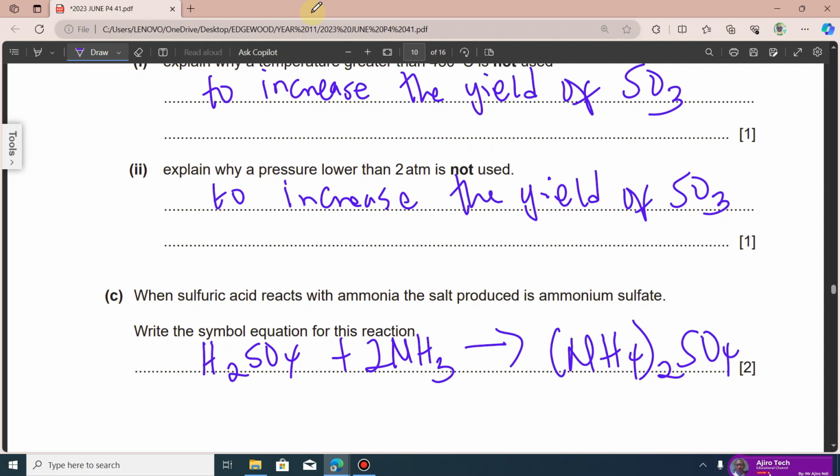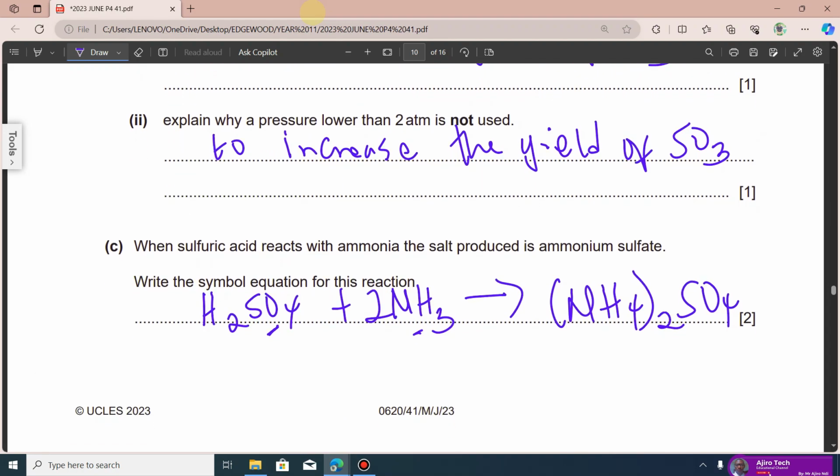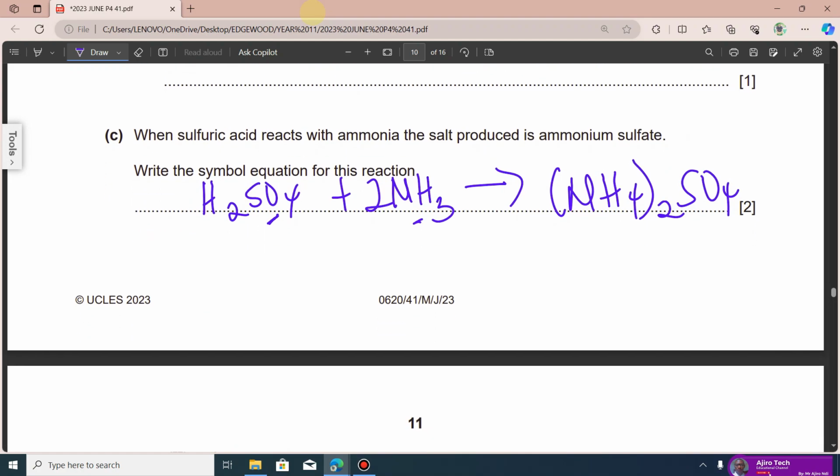So in this reaction, what happens is that, of course, the acid donates a proton, and then this receives the proton that is donated by the acid, just like what we have in the definition of an acid and a base or an alkali. So an acid is a proton donor. The base receives the proton and forms this.